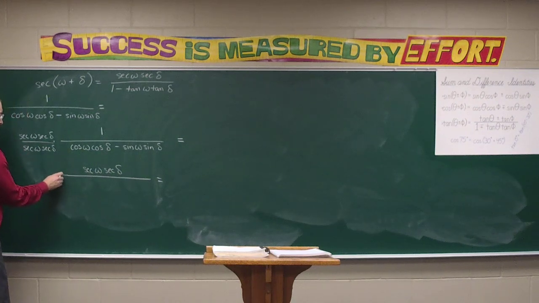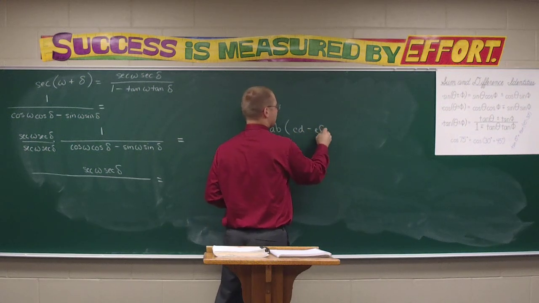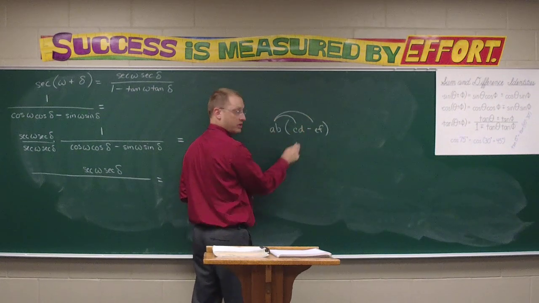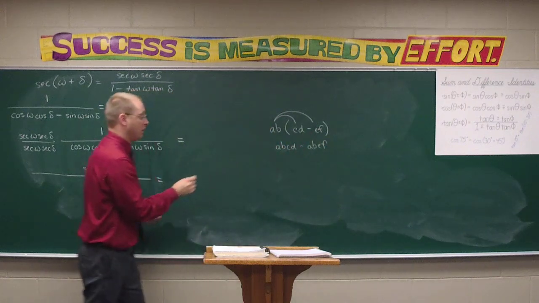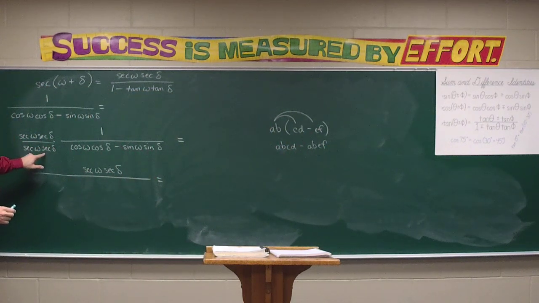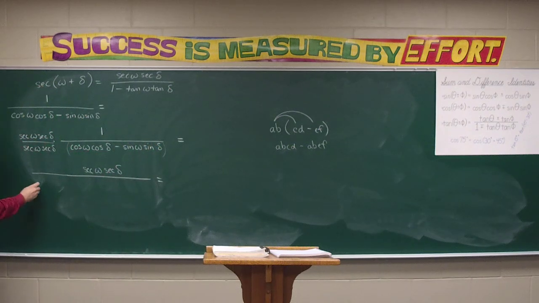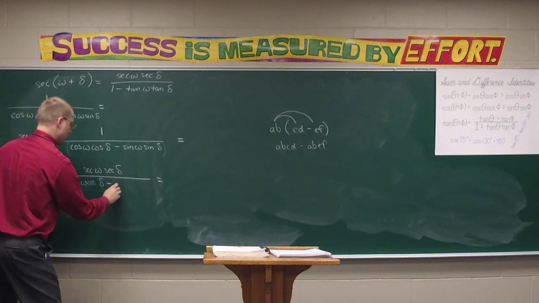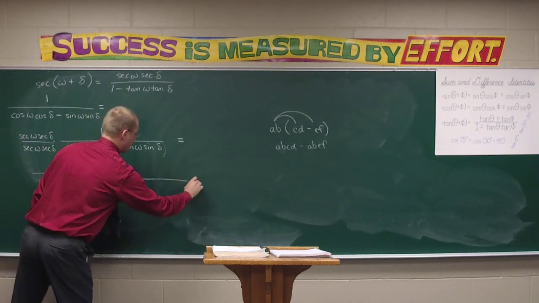And of course, if I had AB times CD minus EF, I would distribute the AB to both of these, right? To get ABCD minus ABEF. Well, here I'm distributing a secant omega secant delta to this binomial. So what do we get? Secant omega secant delta cosine omega cosine delta, minus secant omega secant delta sine omega sine delta. I need to keep my equal sign way out here.